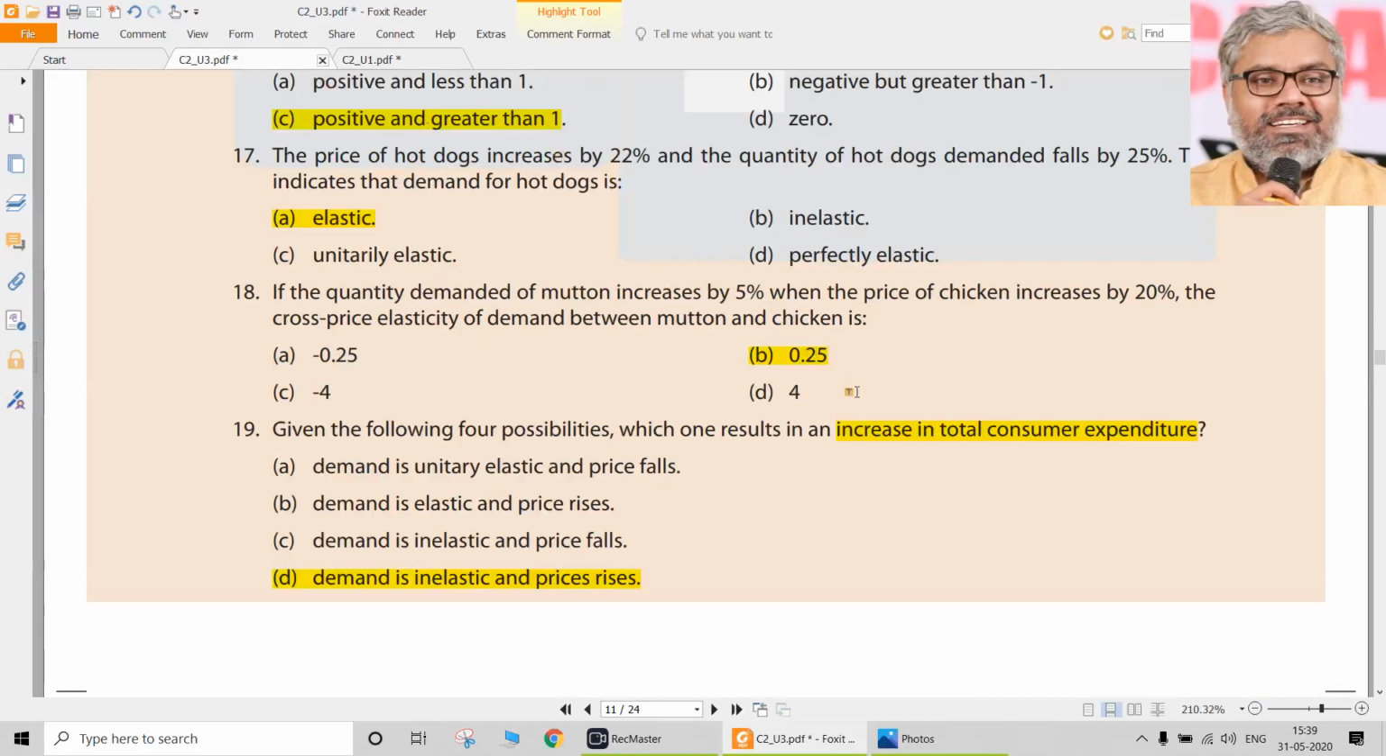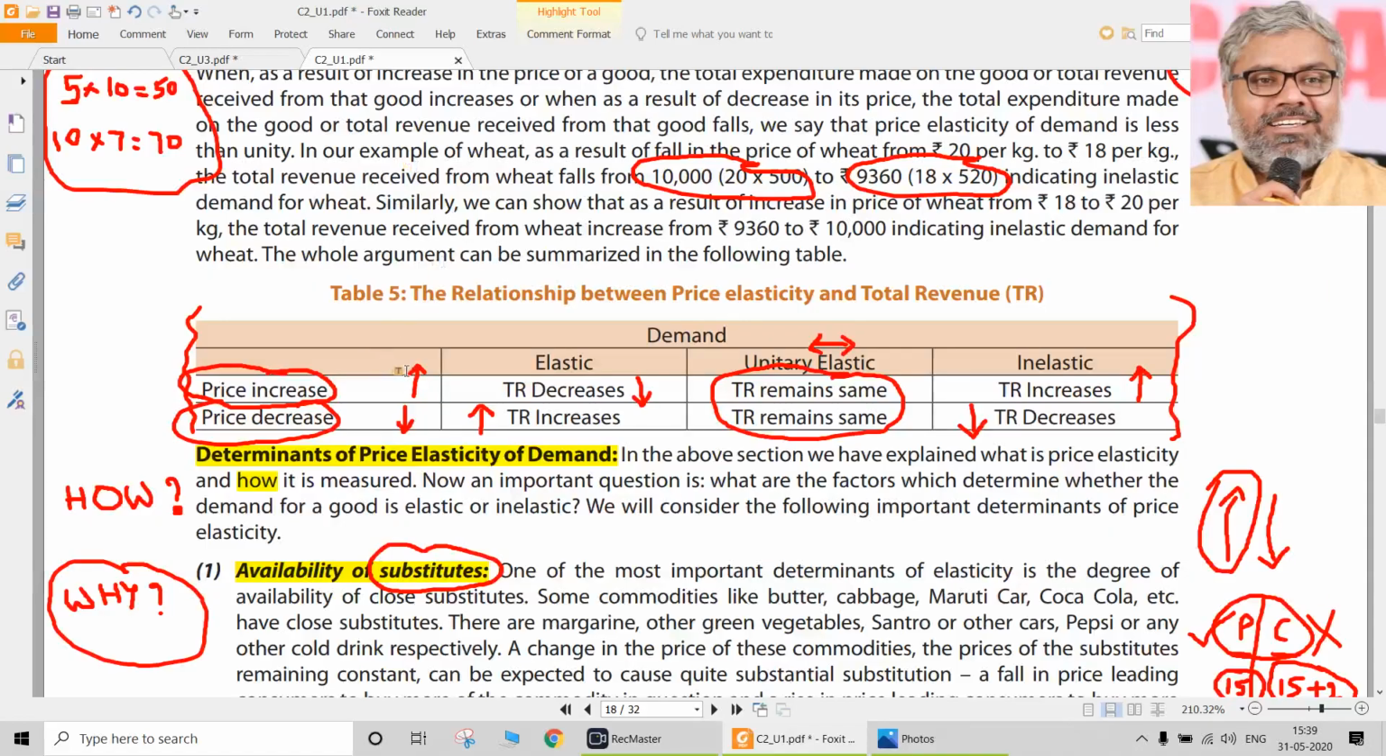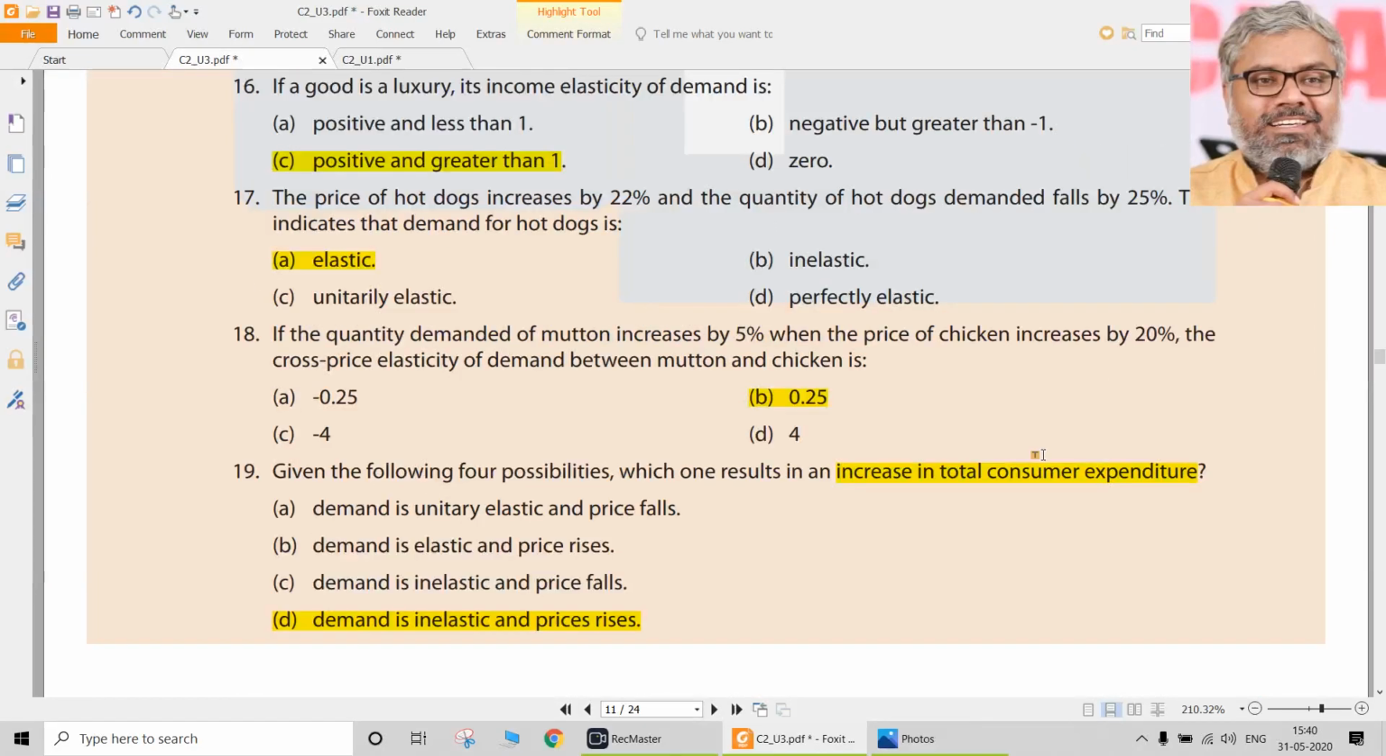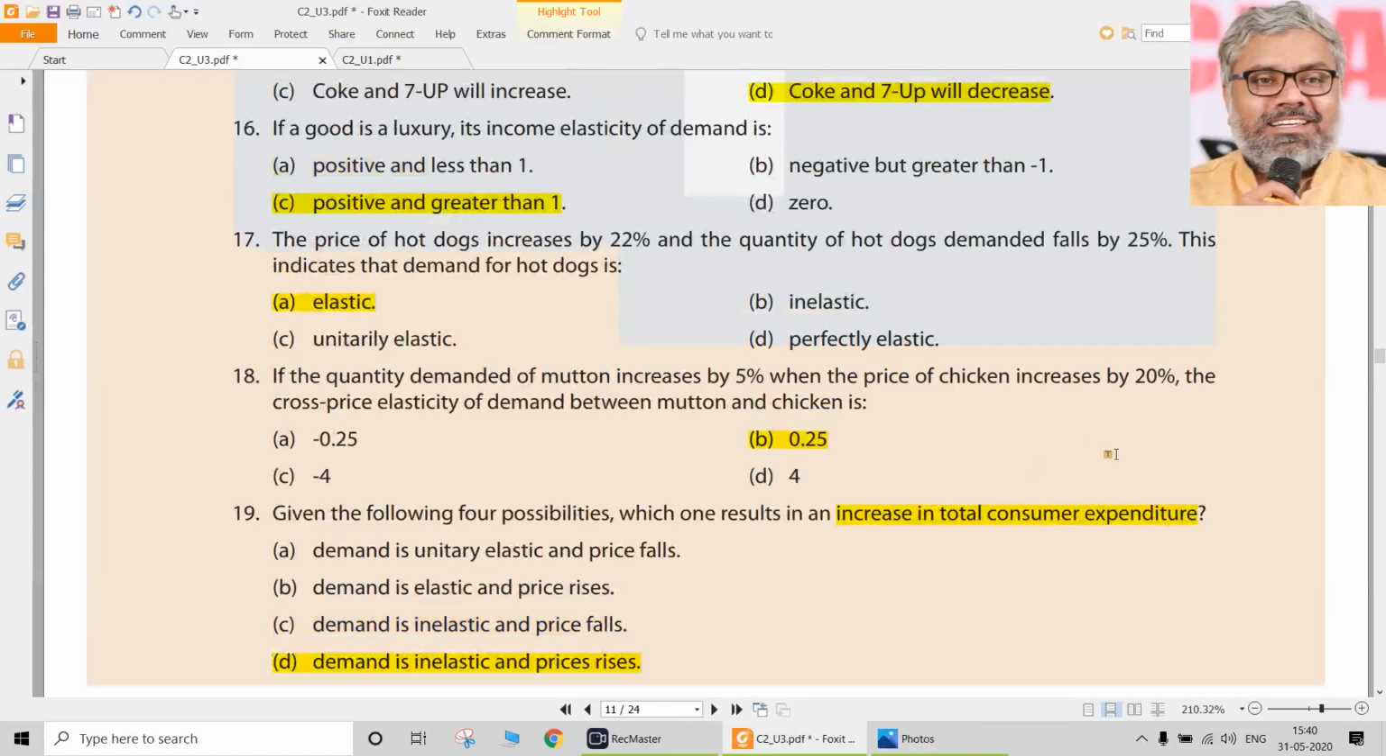So what are we talking about here? Total consumer expenditure is increasing. Is it going to happen now? Demand is inelastic and price rises. Yes, that is going to happen, because when the price rises, definitely the consumer expenditure also rises. This is the option we are talking about. Price rising, total revenue also increasing. Total revenue means total consumer expenditure, also increasing. Like this, some of the questions in demand theory can be approached and answered.